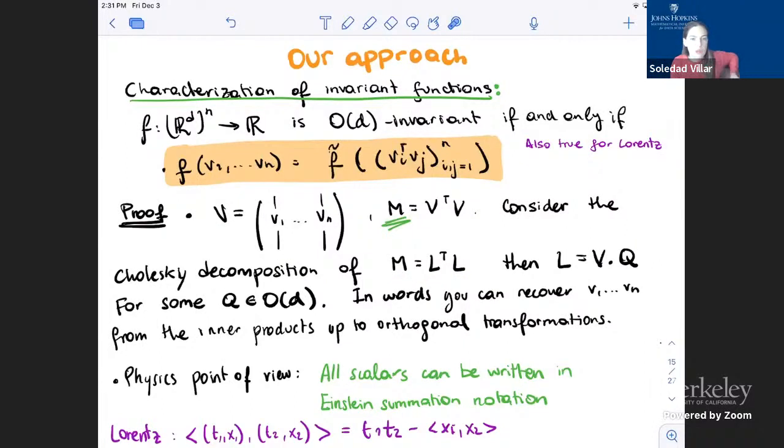From the physics point of view, you can write this as all scalar quantities can be written in Einstein summation notation, which is basically taking inner products of your outer products and inner products of your input vectors.